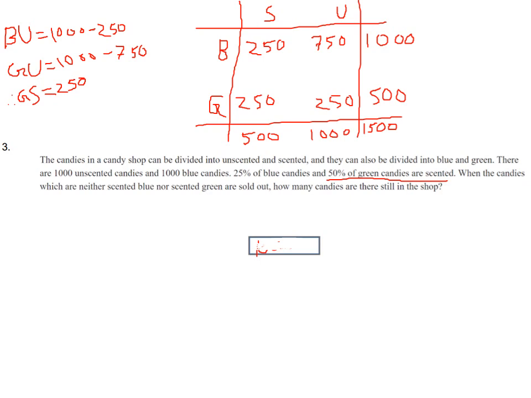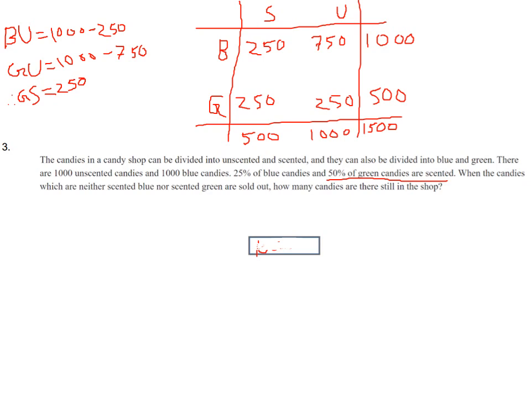Now 50% of green candies are scented. We don't know how many green candies there are, but we know that unscented candies are 1000, and we have found that unscented blue candies are 750. So take the difference between 1000 and 750, we get 250. So 250 is the unscented green candies. This is the 50%, so the other 50% will obviously be 250. So the total green candies is 500. So green candies are 500 and scented candies are 500.